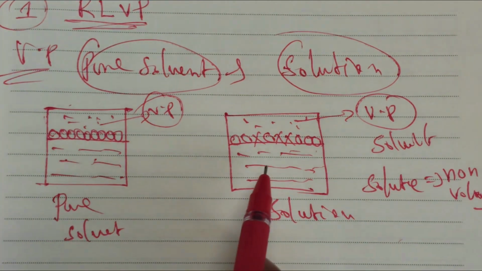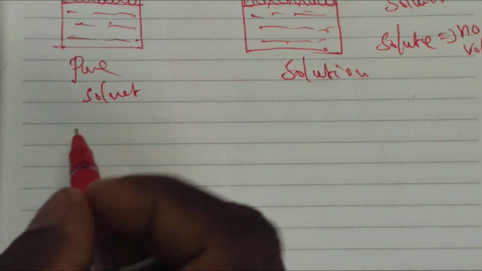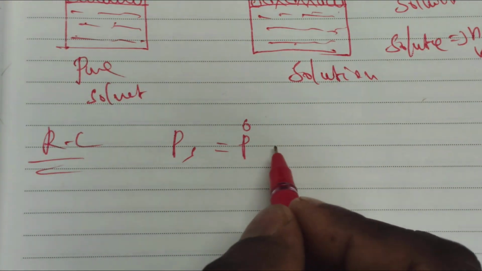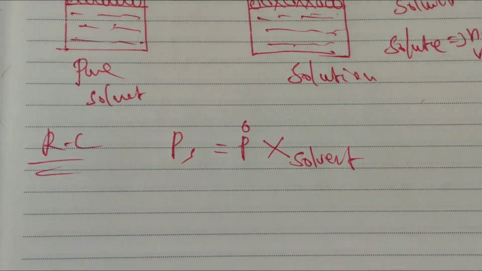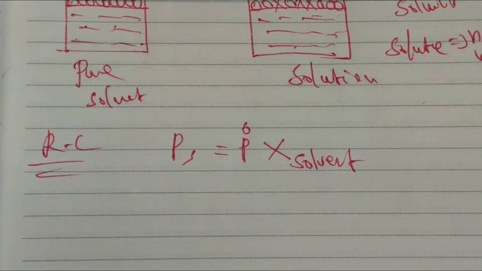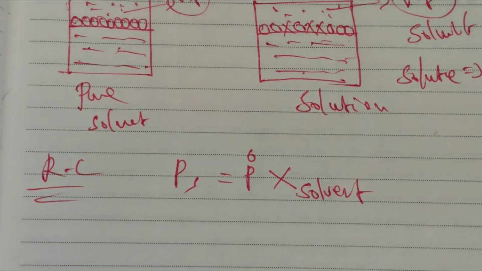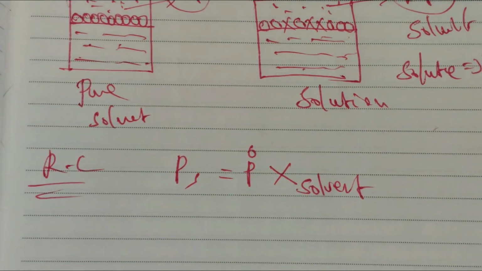According to Raoult's law, the vapor pressure of the solution is equal to P naught times the mole fraction of the solvent. Because of the non-volatile solute, we have taken only the solvent here. For that reason, the vapor pressure only depends on the solvent.